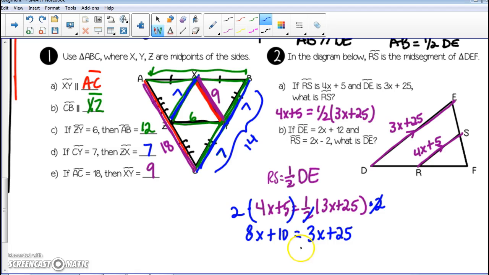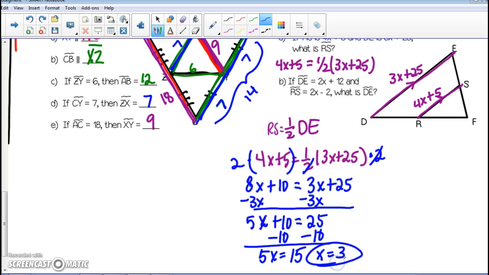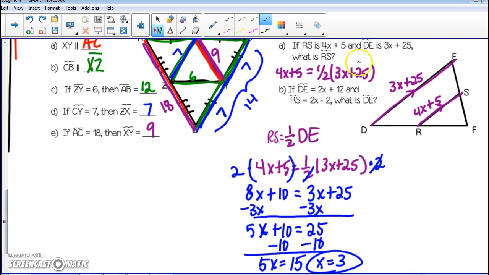And then we're going to solve. So we'll subtract 3x. 5x plus 10 equals 25. Subtract 10. So x is 3. Once we do that, it does ask us for RS. So RS is right here. So we'll substitute back in. So it's 4 times 3 plus 5. So 12 plus 5 is 17.